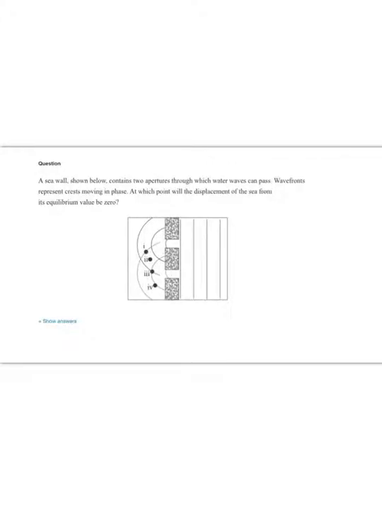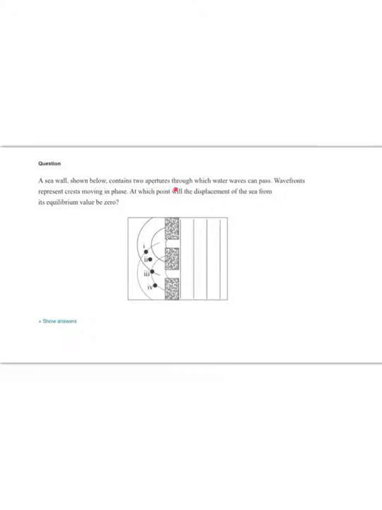This question is about two apertures through which water is passing. Wave fronts represent crests. So the lines here show you the crests of the waves of water as they go through the gaps this way. So this question is about interpreting these wavefront pictures and being able to translate them into your normal wave diagrams.